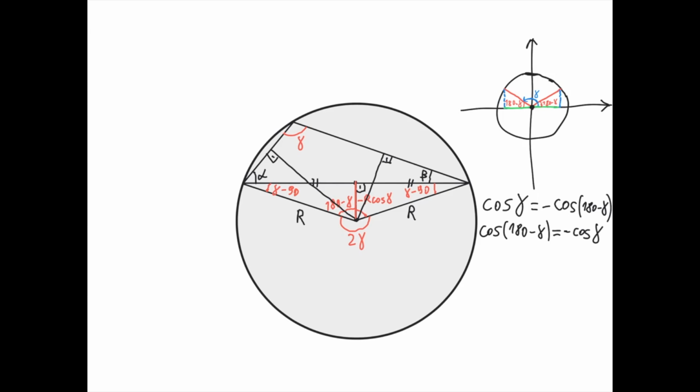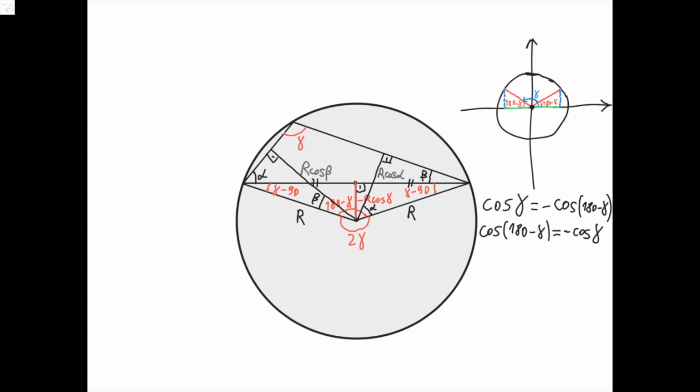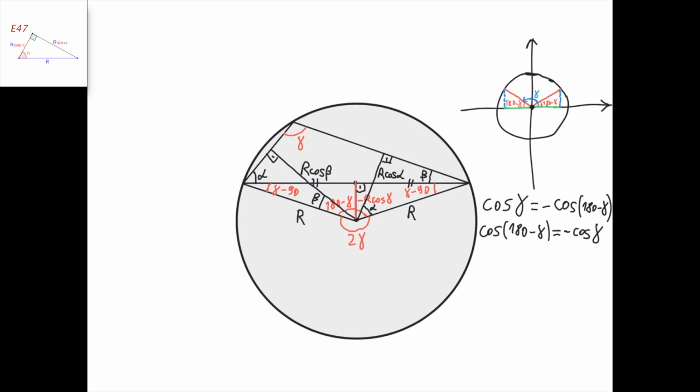The lengths of the altitudes from the circumcenter of the triangle to the other two sides, so this altitude and this altitude, this would be r times cosine of alpha, and this would be r times cosine of beta. And that would be because this angle here is beta and this angle here is alpha. So from this right-angled triangle, we get that this is r cosine of beta, and from this right-angled triangle, we get that this is r cosine of alpha.